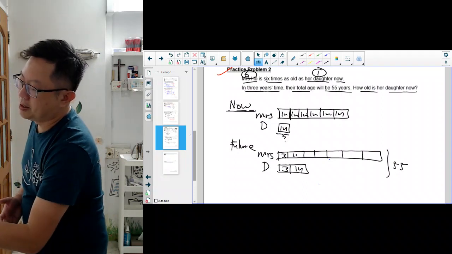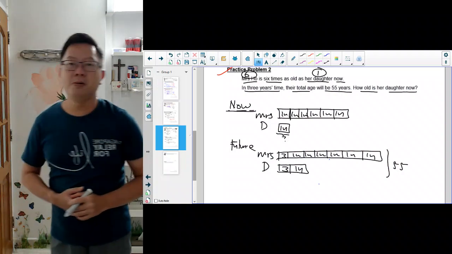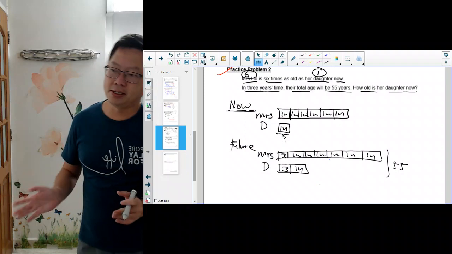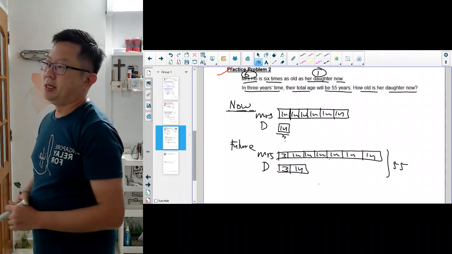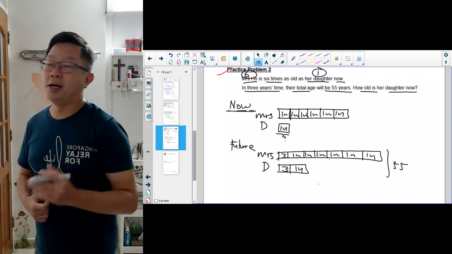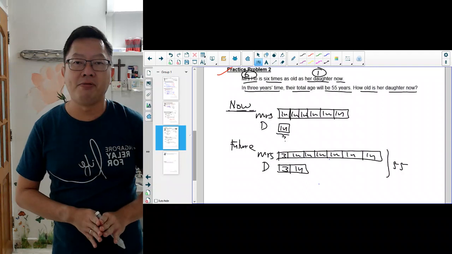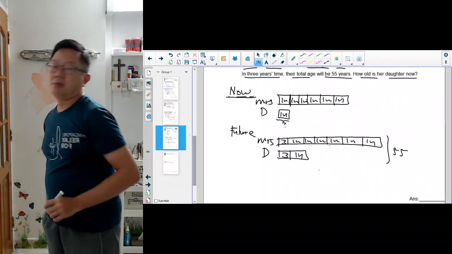So you have 1 unit, 1 unit, 1 unit, and so on. So you can see that Mrs. Ho has 3 years added to her age, and the daughter also has 3 years added to her age. And what's the difference? The difference will be the 5 units. So their age difference is unchanged, which is still 5 units. Okay, so the model is done already. So what do you do next?